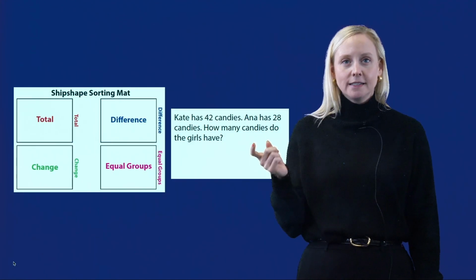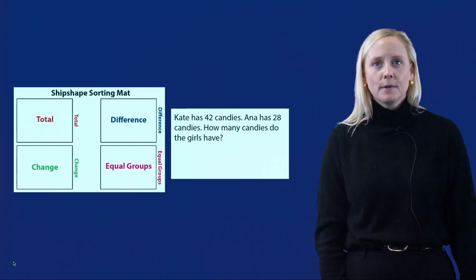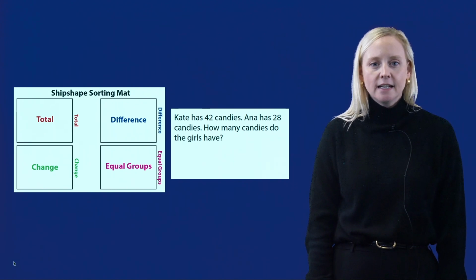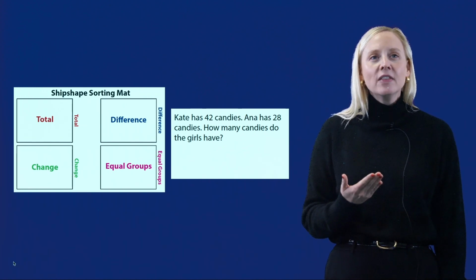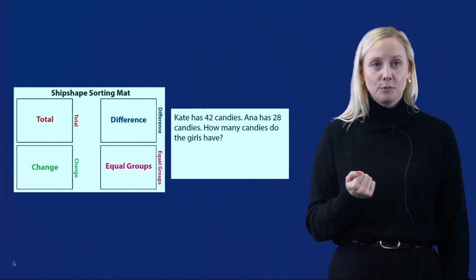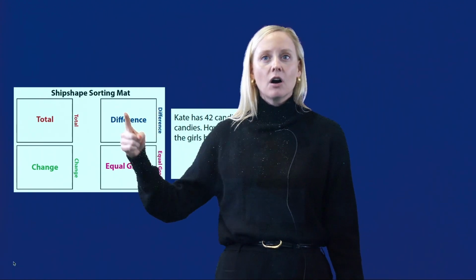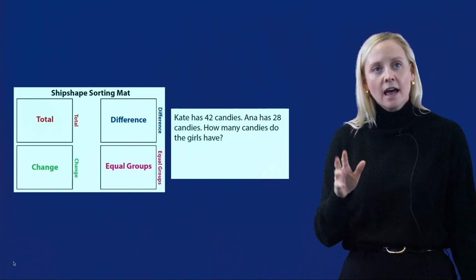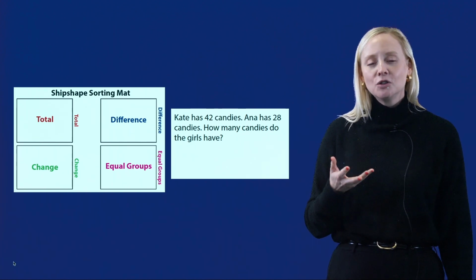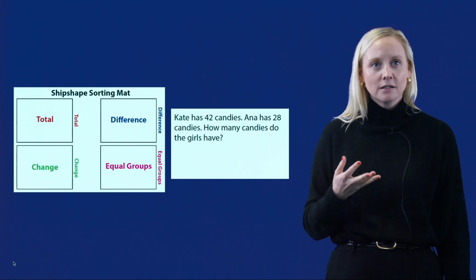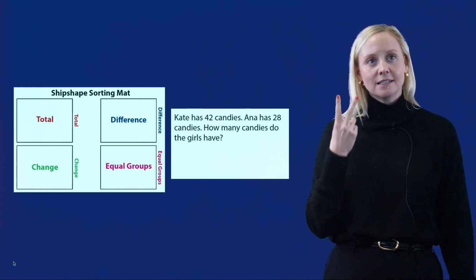So here would be an example of total, difference, change, equal group schema. Here our word problem card says Kate has 42 candies, Anna has 28 candies. How many candies do the girls have? So the way this works is that the tutor will set the timer for 2 minutes, then the tutor reads the word problem card, then the student sorts the card as belonging to one of the schemas, and then the tutor or teacher brings up the next card. The idea is that the student will get through as many word problem cards correctly, sorting them in the total, difference, change, and equal groups boxes in 2 minutes.